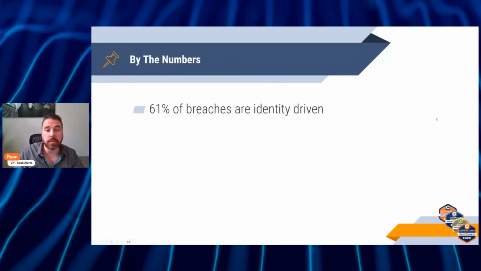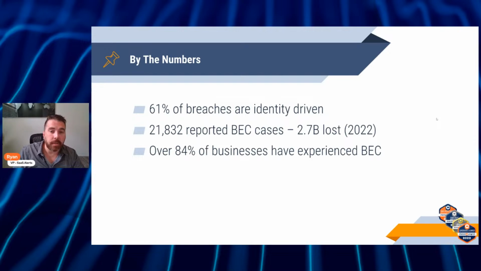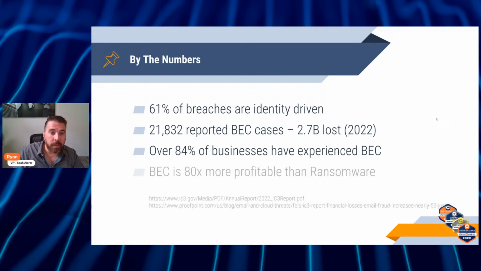We know a few things now. We know that 61% of breaches are identity driven. They're not reliant on an endpoint or reaching a system per se. There were 21,832 reported business email compromise cases in 2022 with over $2.7 billion lost. Over 84% of businesses have experienced a business email compromise. And right now, according to the IC3, it's 80 times more profitable for an attacker to go after you via business email compromise than to spend the time attempting ransomware attacks directly.